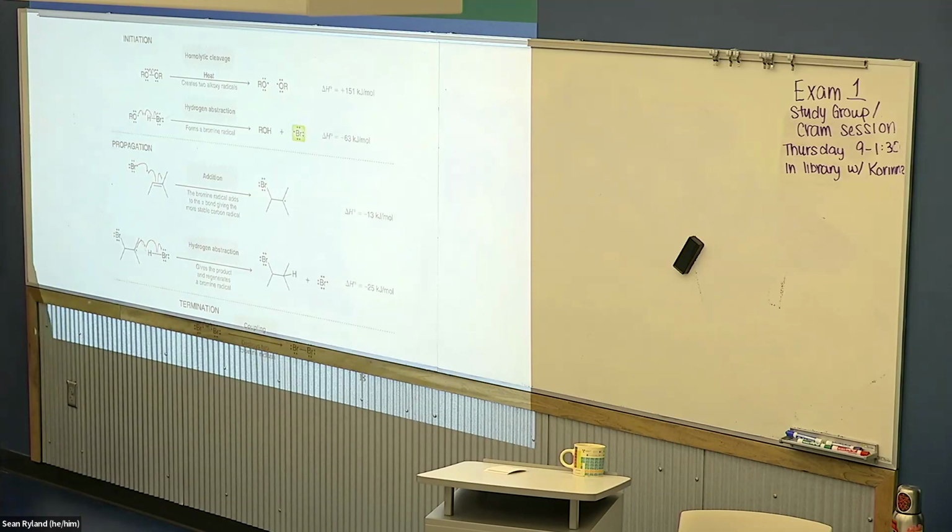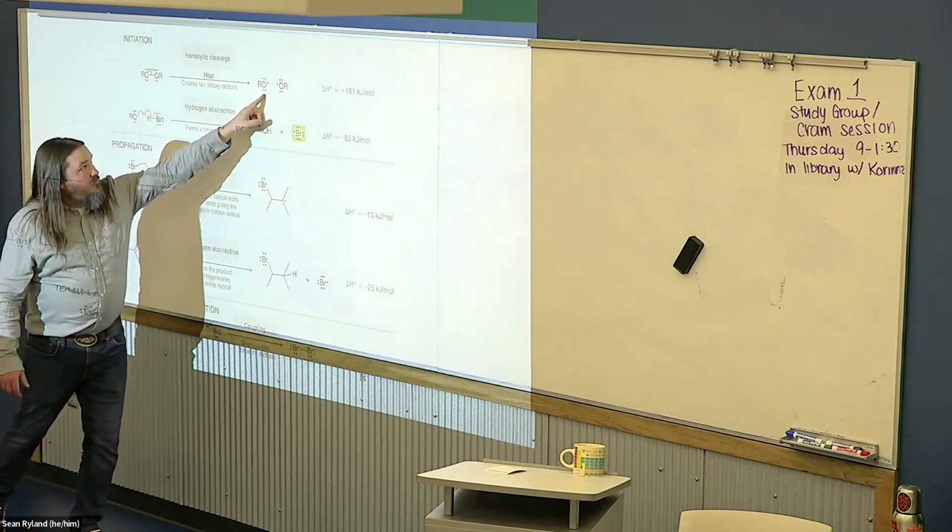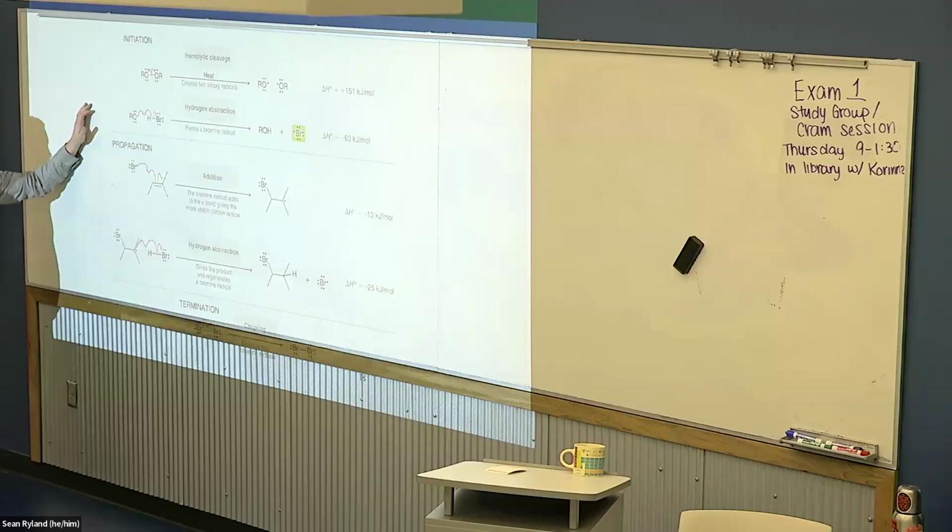Light will also do the same thing. So sometimes we'll see it with light. Because we use light in this class as a key to tell us to think free radical, I typically will write light as well, but in certain cases like this, heat works well enough. And you make two alkoxy radicals.